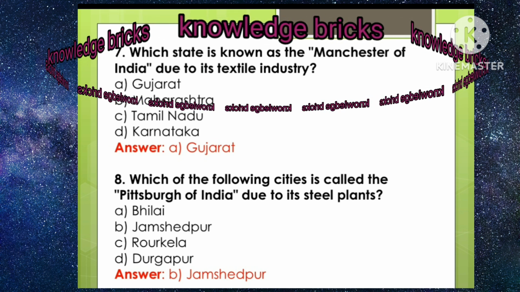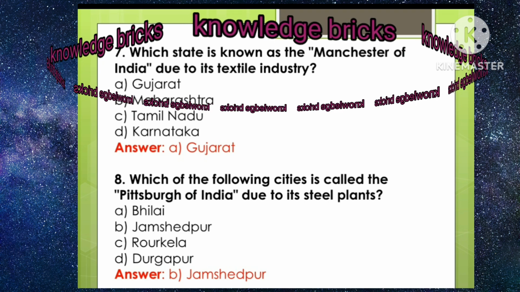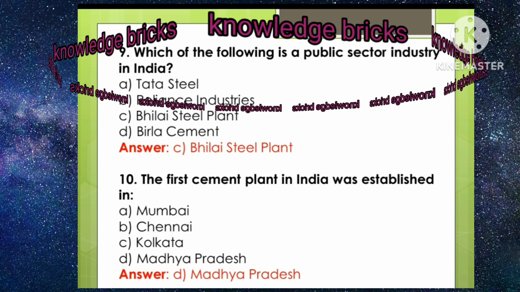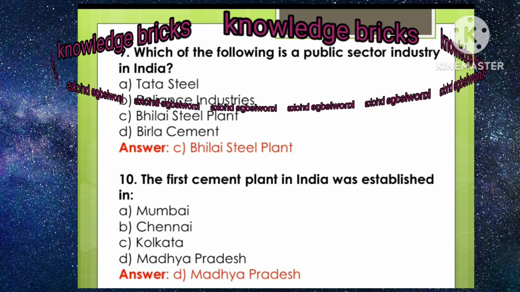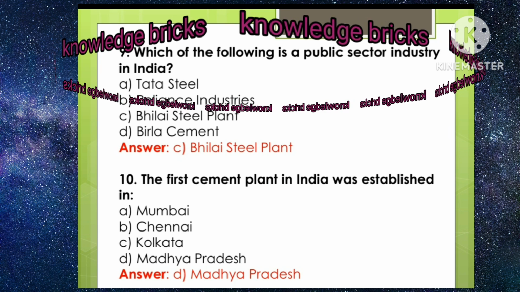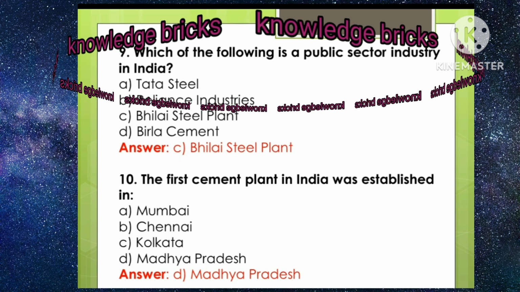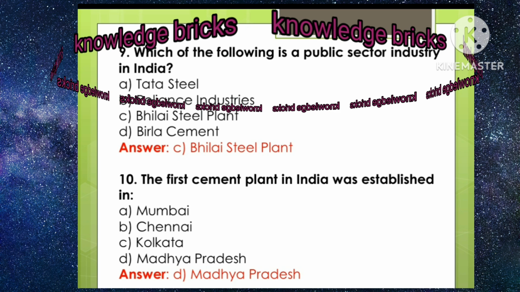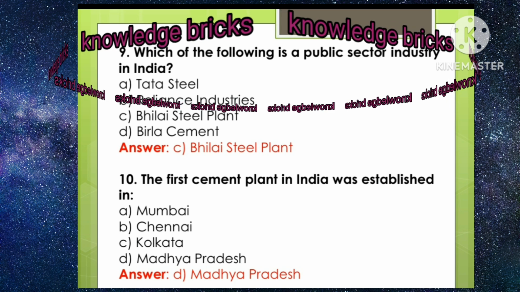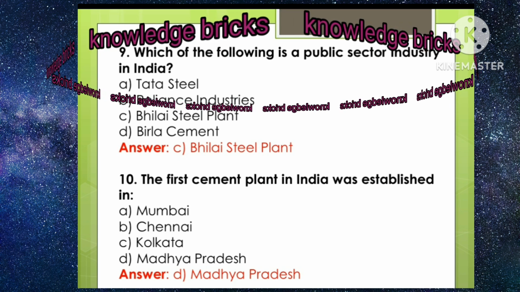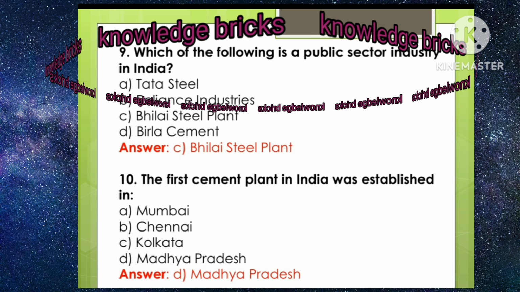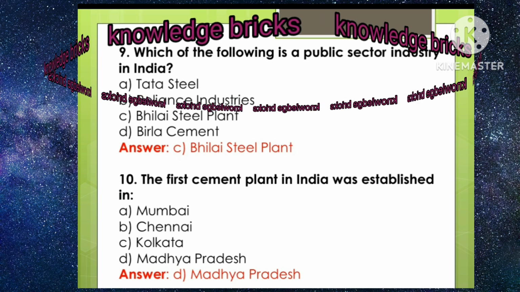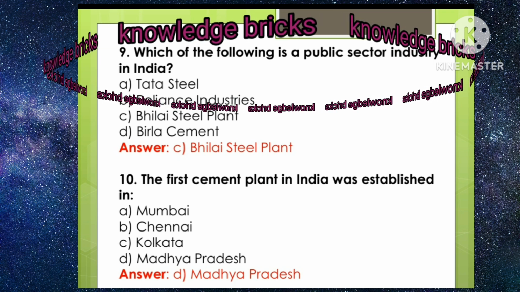Jamshedpur. Ninth question. Which one of the following is a public sector industry in India? A. Tata Steel. B. Reliance Industries. C. Bhilai Steel Plant. D. Birla Cement. Answer C. Bhilai Steel Plant. Tenth question. The first cement plant in India was established in A. Mumbai. B. Chennai. C. Kolkata. D. Madhya Pradesh. And the answer is D. Madhya Pradesh.